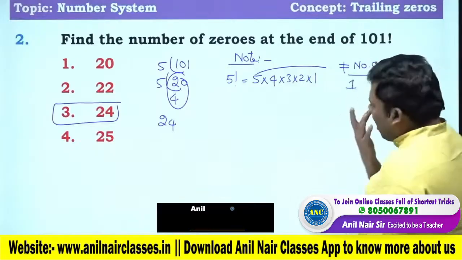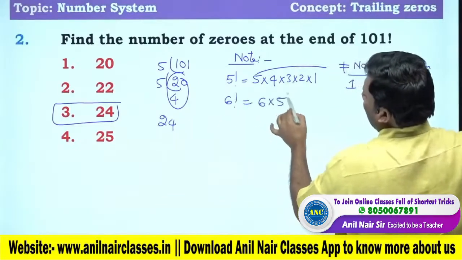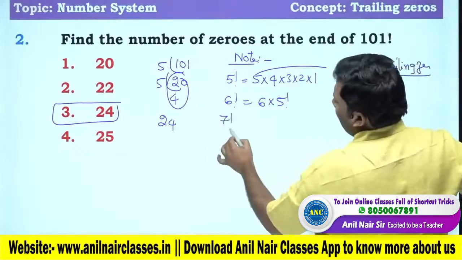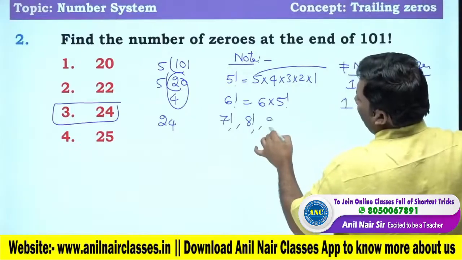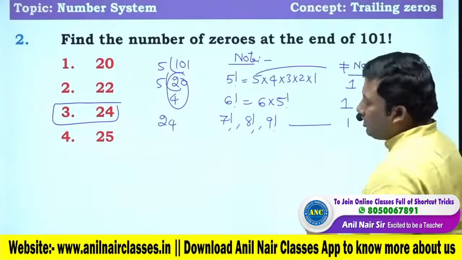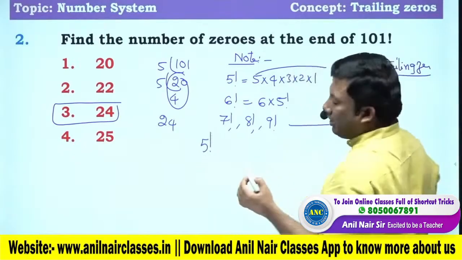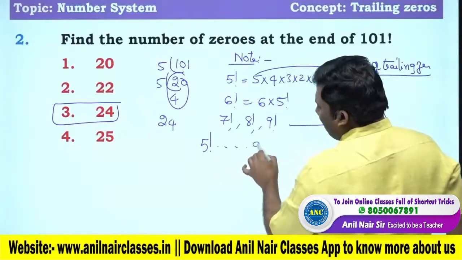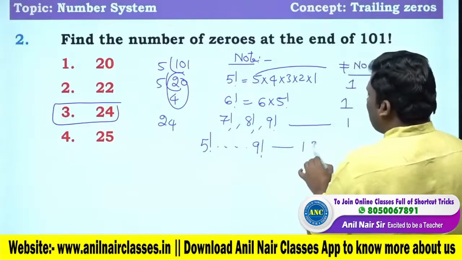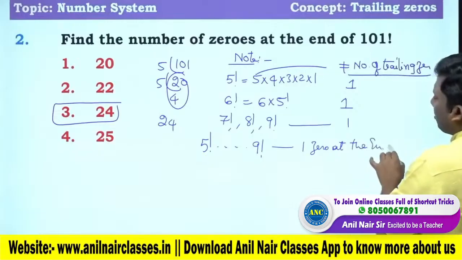Now if you see here, 6 factorial. 6 is 6 into 5 factorial. Again number of zeros at the end is 1. 7 factorial, 8 factorial, 9 factorial, all will have how many zeros at the end? 1 zero at the end. That means starting with the number which is a factorial of 5 till you get the next number which is a multiple of 5, all will have 1 zero at the end.